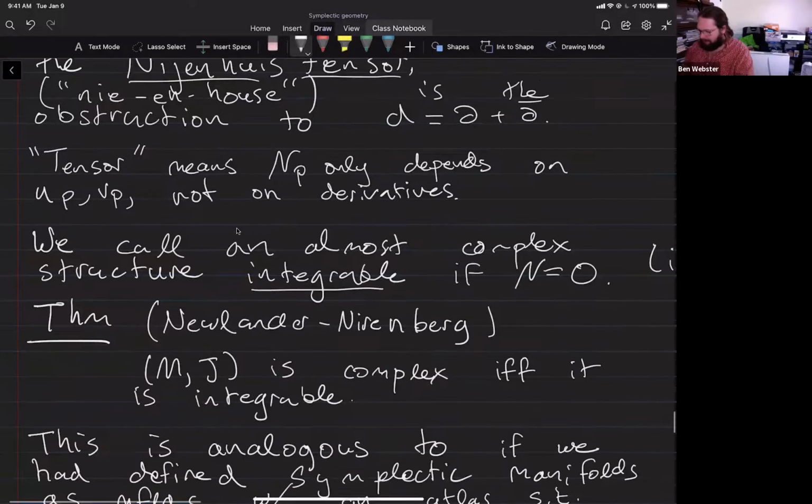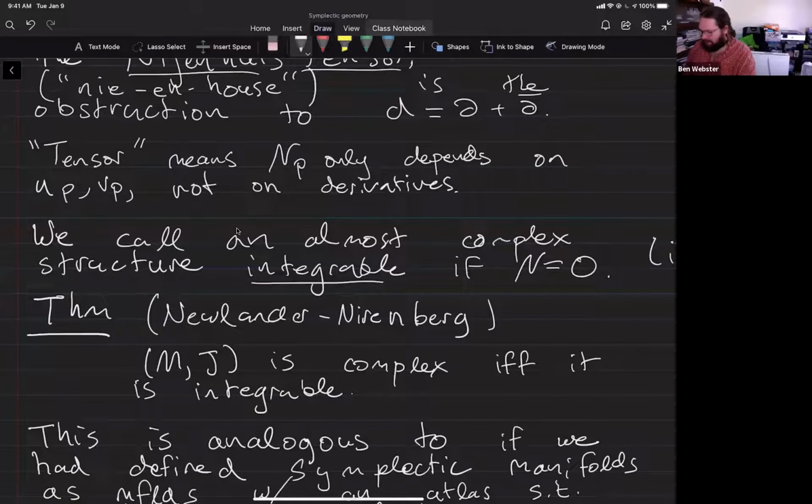All right, and then the theorem of Newlander and Nirenberg. So this is awful. There's the Nijenhuis tensor, which is the key object in the Newlander-Nirenberg theorem. But, you know, what can you do? You don't have to decide who that N is in honor of. It can be for everyone. A manifold with an almost complex structure is actually a complex manifold if and only if it's integrable.